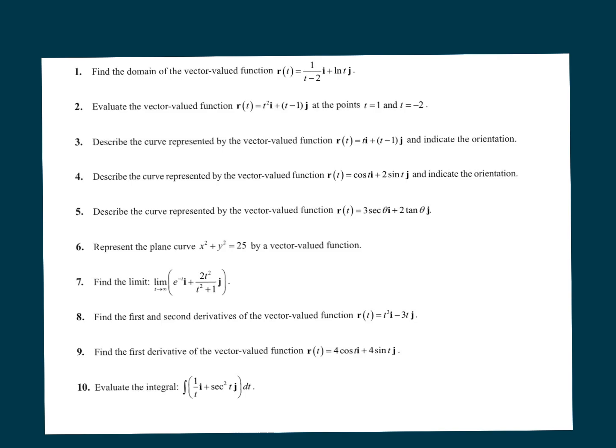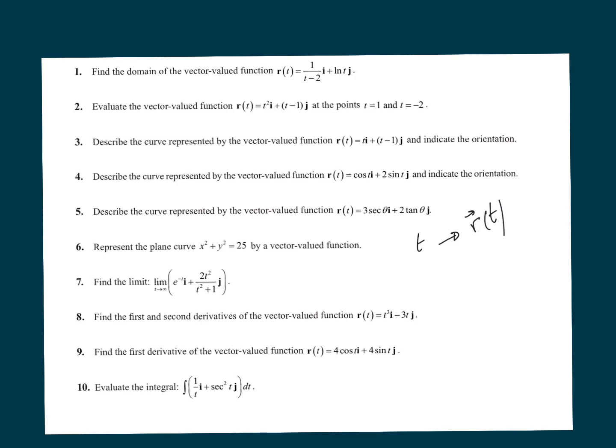Okay, these are the problems for lesson 33. It is the lesson about vector value functions. So it means I give you a parameter, or I give you the input t, and from the input, you create the output, and the output is a vector. So the input is t, the output is r of t, that is a vector.